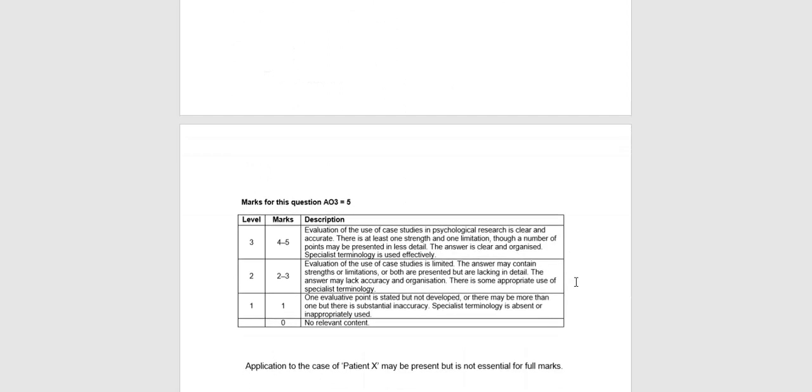If we have a look at the mark scheme, the levels rather. Level 3, again, what we're after, marks 4 to 5. Evaluation of the use of case studies is very clear and accurate. There's at least one strength and at least one limitation, though a number of points may be presented in less detail. The answer is obviously clear and organised, and again, we must be using specialist terminology, as we've talked about up here. Also, application to the case of patient X may be present, but for this question, it's not essential for full marks. They are accrediting you for just evaluating the use of case studies, like, as an example, patient X.